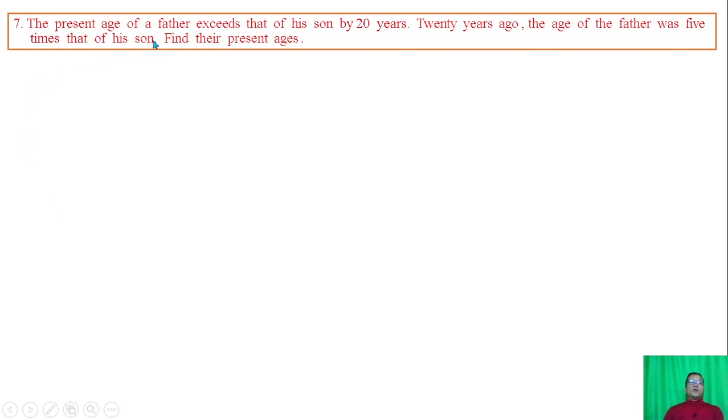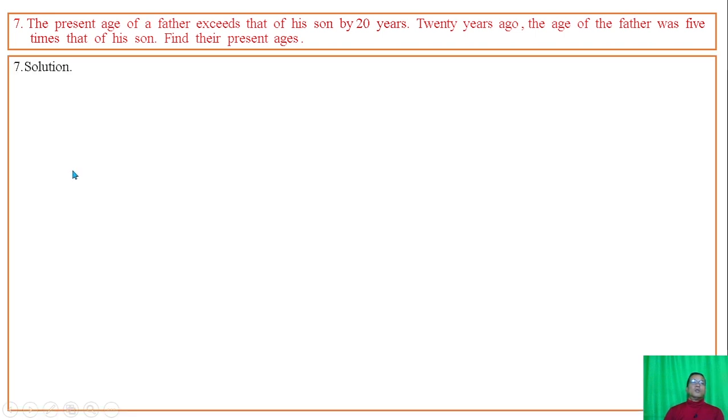7. The present age of a father exceeds that of his son by 20 years. 20 years ago, the age of the father was 5 times that of his son. Find their present ages.